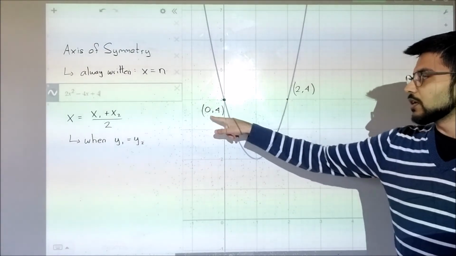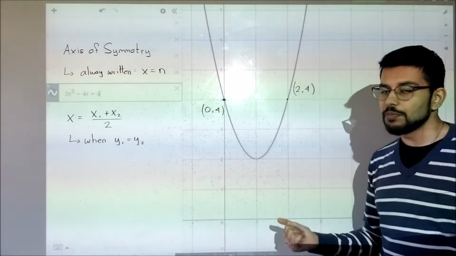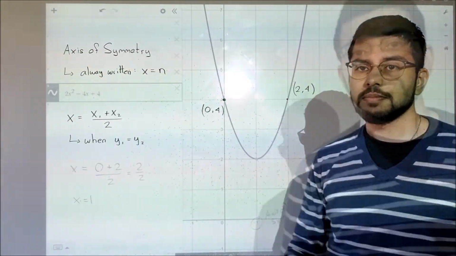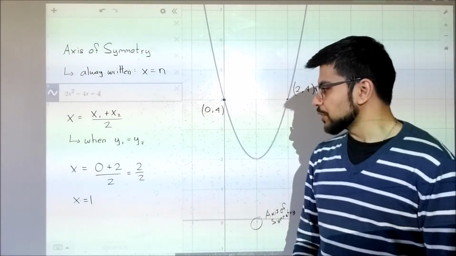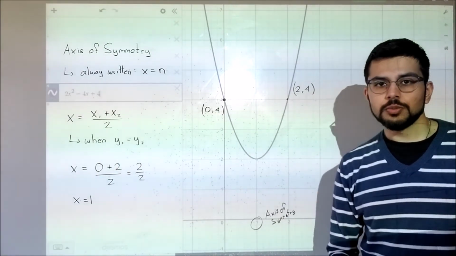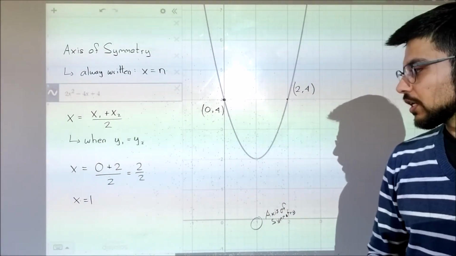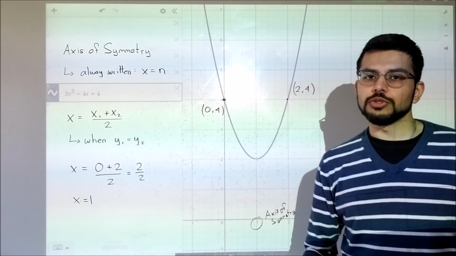My x1 and my x2 are different numbers, but since my y values are the same, we can plug them into that equation. So the math in this example is pretty straightforward. 0 plus 2 divided by 2. 0 plus 2 is 2. You have to do the addition first. You divide by 2, 2 over 2 is equal to 1.